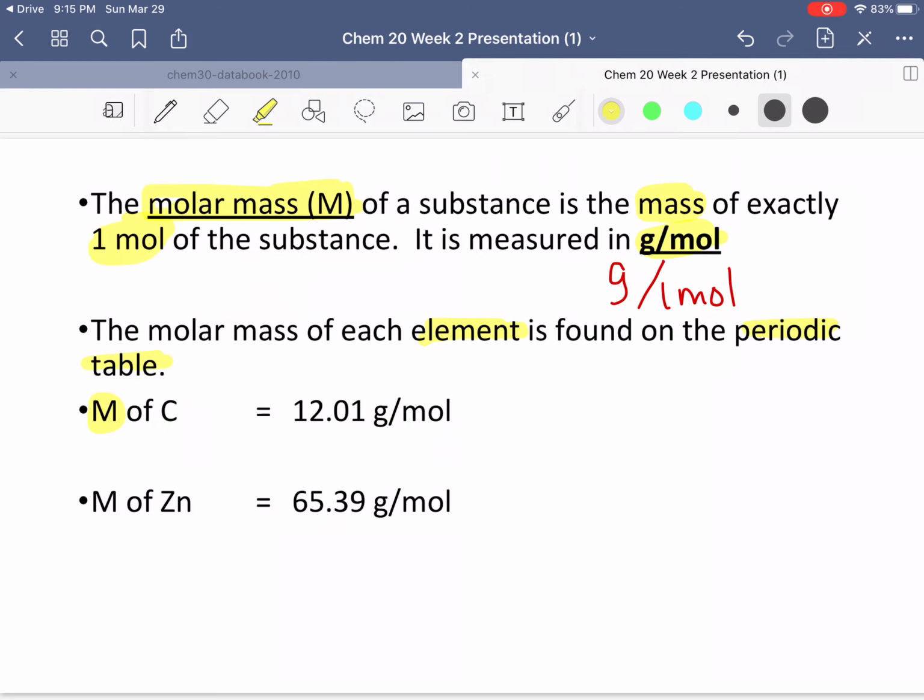Okay. Move on, similar thing, molar mass of zinc, and this also would have come right off the periodic table, 65.39 grams per mole. Nothing new, but be aware of that capital M symbol.